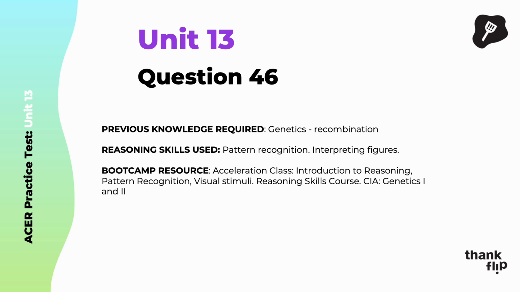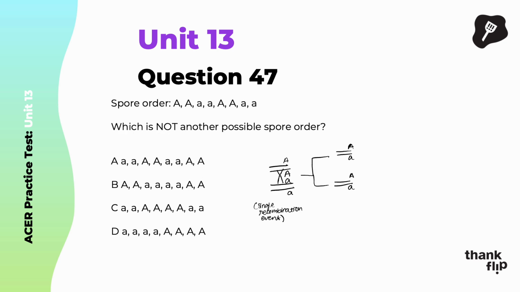So this question, you needed to know a little bit about recombination in genetics, but a lot of it was just pattern recognition and being able to decipher information from two different figures and integrate that information in order to answer the question. And so the bootcamp resources that can help with this are the acceleration class on Introduction to Reasoning and Pattern Recognition, the Reasoning Skills course, as well as the Content in Action series on genetics for some of that prerequisite knowledge. For the next few questions, we're given some information about recombination, and we're also given another flow chart.